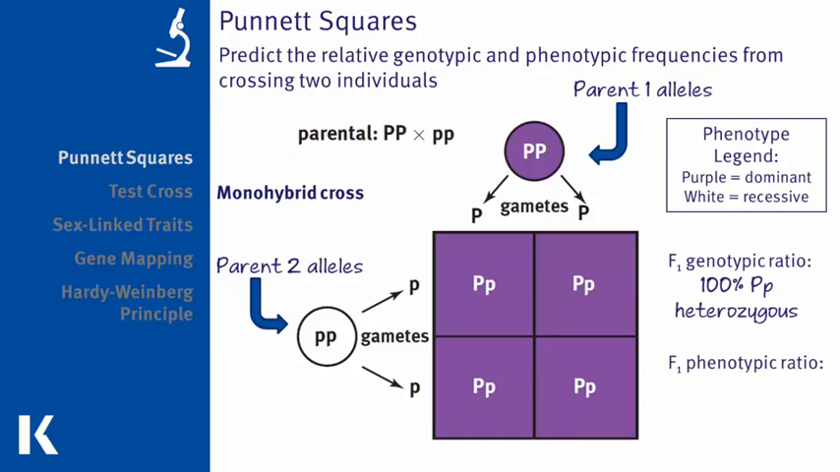Now let's take a look at the phenotypic ratios for this generation. From this Punnett square, we can see that the ratio of the dominant to the recessive phenotype will also be 100%. Since one parent is homozygous dominant, each offspring will always get a dominant allele, and therefore each offspring will exhibit the dominant trait. But what happens if the parents aren't homozygous? Well, let's have a look.